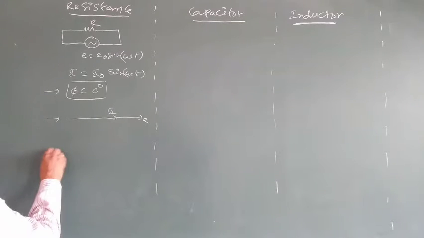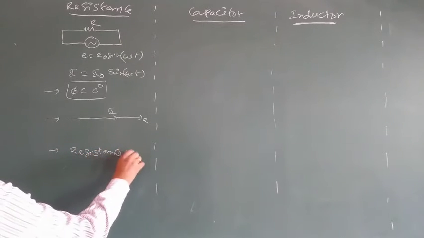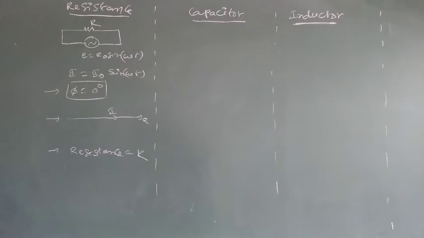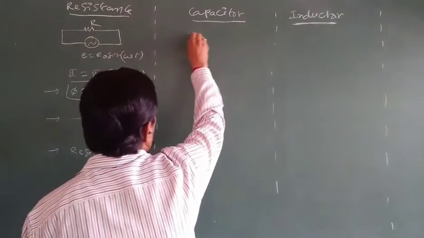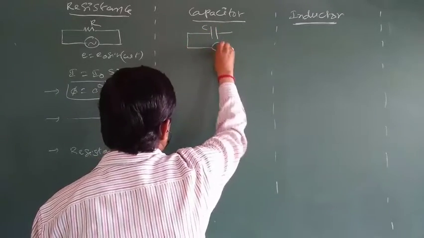Here the resistance of the circuit is R. So that is about AC through a pure resistor. Next, the second condition is AC through a pure capacitor. That means at the ends of the plates of the capacitor, one AC source is applied.